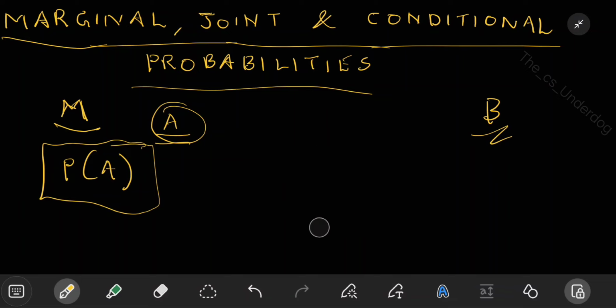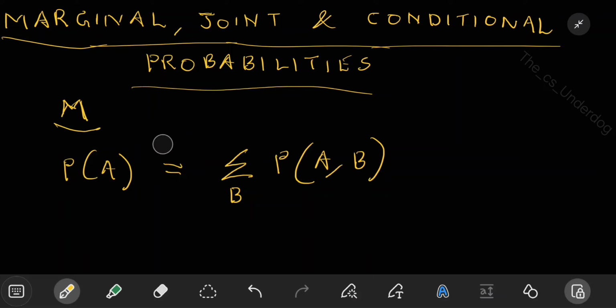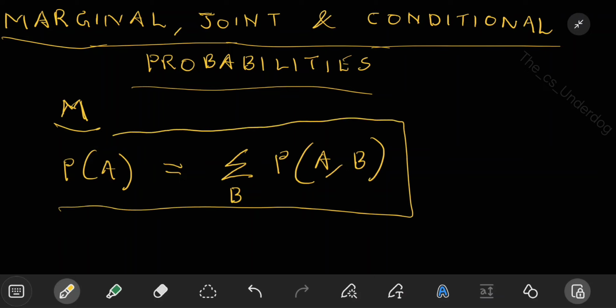That is marginal probability. How do you calculate this? Marginal probability P of A is the sum over all B of the probability of A and B. That is, you take the probability of A and B occurring together and you sum over all the possible values of B. That means you will get the probability of A occurring irrespective of whether B has occurred or not. So this allows us to see the probability of an event independent of all other events.